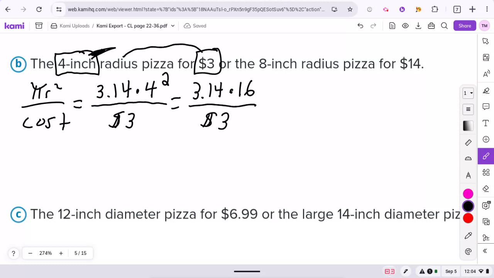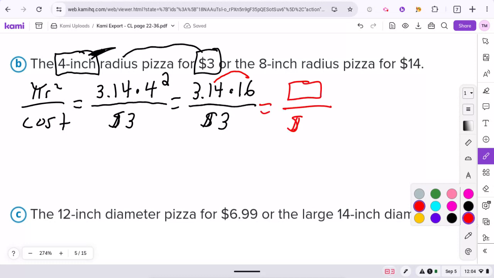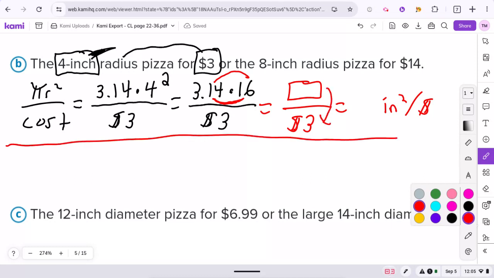And then your last step would just be to multiply 3.14 times 16 in the calculator, get that answer here, and then you would divide it by the $3. This would give you the number of square inches per dollar. So once again, you would multiply these two numbers, and then you would divide by 3. And then you would compare to the other pizza.